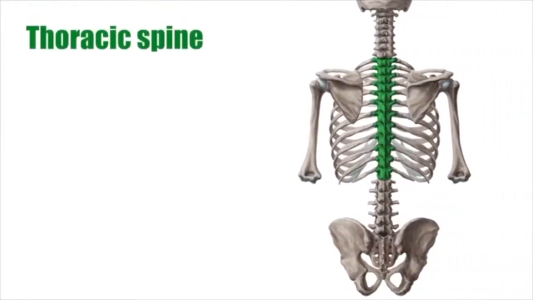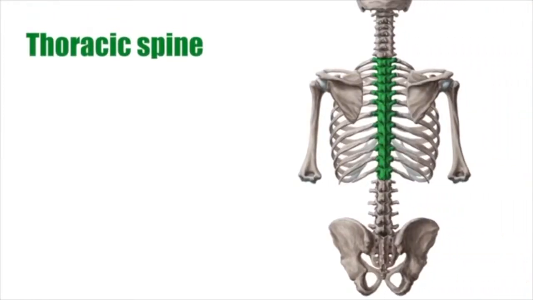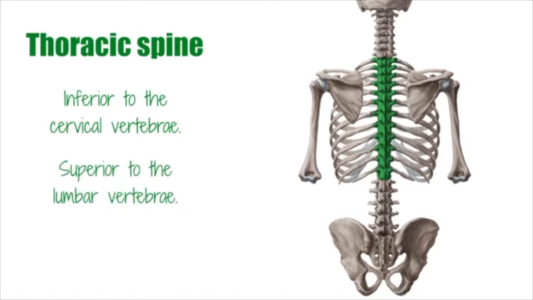The thoracic vertebrae, seen here on this image highlighted in green from a dorsal view, are located in the middle section of the vertebral column, specifically inferior to the cervical vertebrae and superior to the lumbar vertebrae. These vertebrae span the large majority of the chest cavity area.